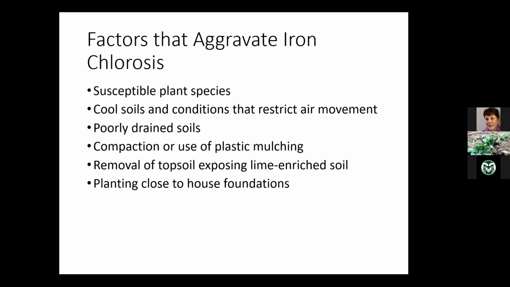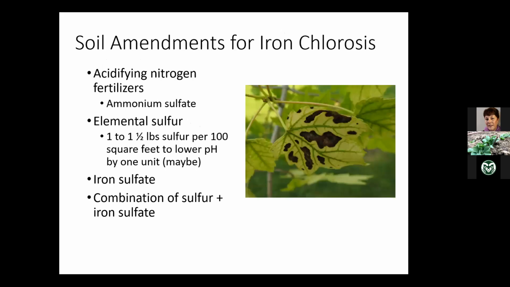So of course, oxygen starvation, poor drainage, too much water, compaction of the soils or use of plastic mulching, even taking topsoil off and leaving just that lime enriched soil there. Planting close to house foundations can do that simply because you could get some of that lime leaching out from the cement foundations on houses. That could aggravate iron chlorosis as well.